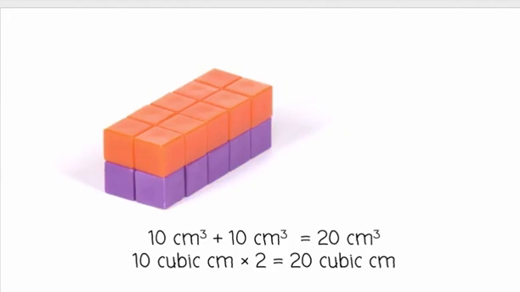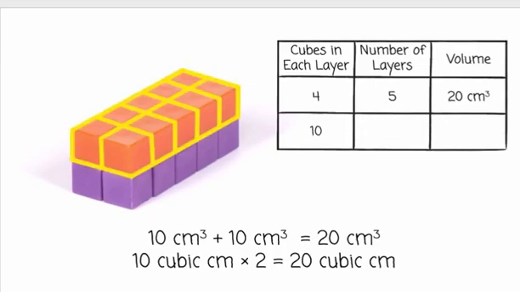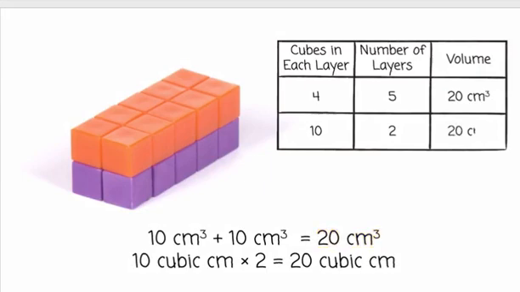Exactly. Let's record this in our table. This time, we can see 10 cubes in each layer and 2 layers. Complete the table. I'll record 20 cubic centimeters in our table here.